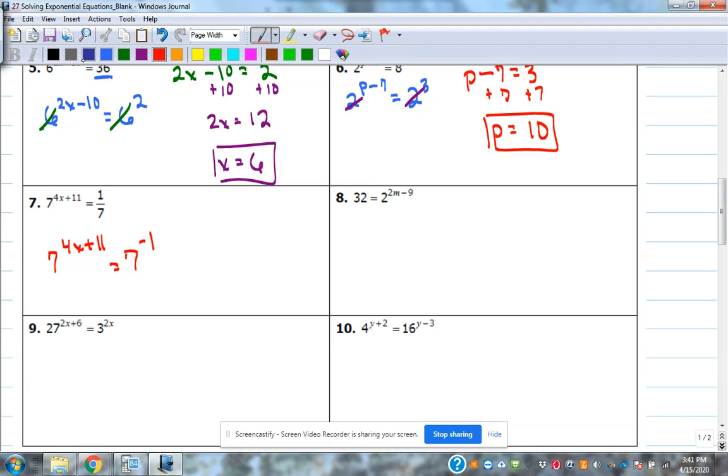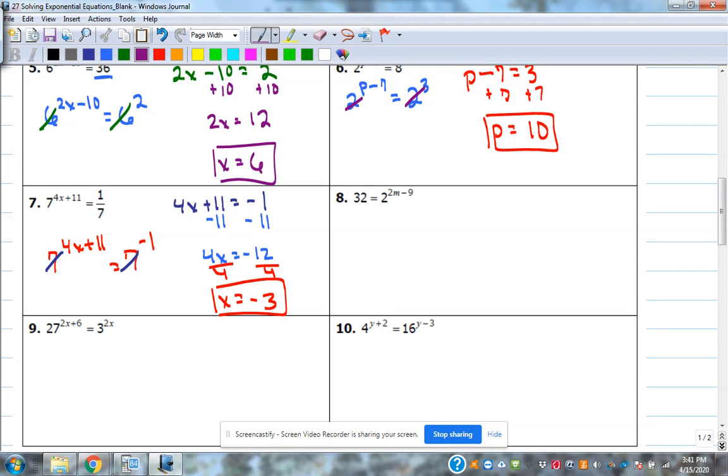And then we drop the bases. So we get 4x plus 11 is equal to negative 1, and solve this problem. So we're going to subtract 11. It's going to give us 4x is equal to negative 12. Divide by 4. x is negative 3. So anytime you see a fraction, you've got to think negative exponents.